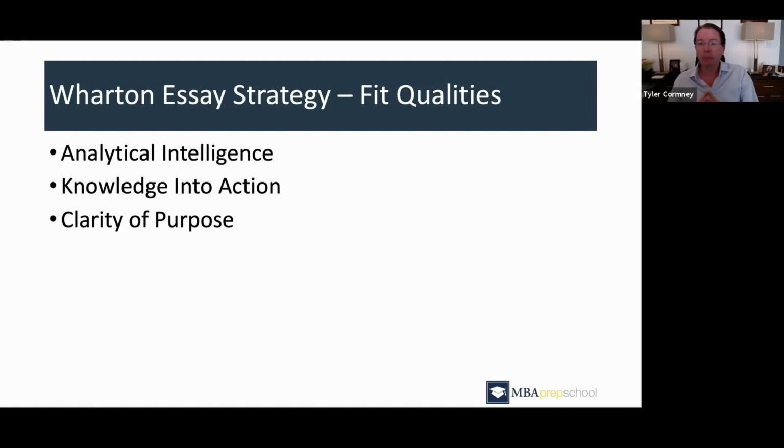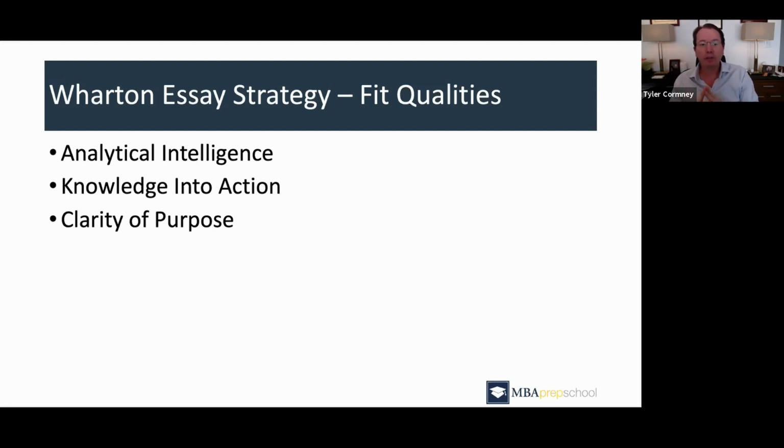But having been working on Wharton apps for several years, I think there are some common denominators. Analytical intelligence, right? Wharton really does care about the quantitative abilities, very quantitatively rigorous and based. Not just a finance school anymore, but still, I think that analytical intelligence is crucial. They promoted the idea, and I think it's still there in the DNA of the school, knowledge into action. They're looking for folks who can take knowledge and make things happen with it, right? So if you're that type of person, I think you're a good fit with Wharton.